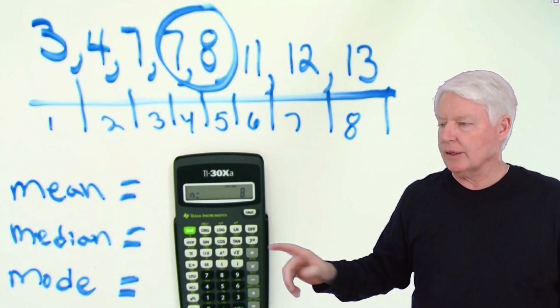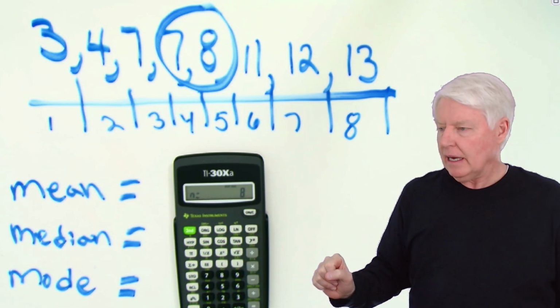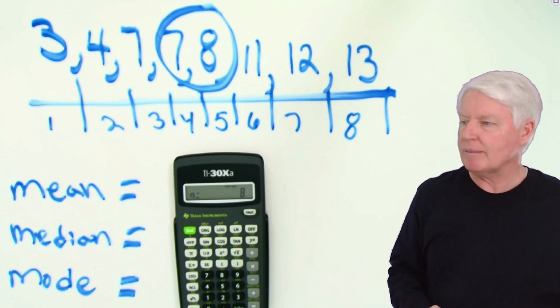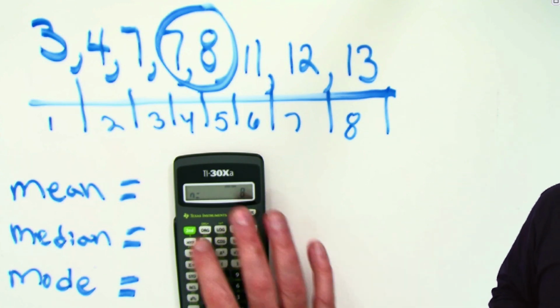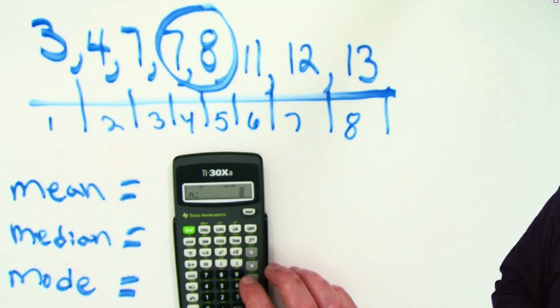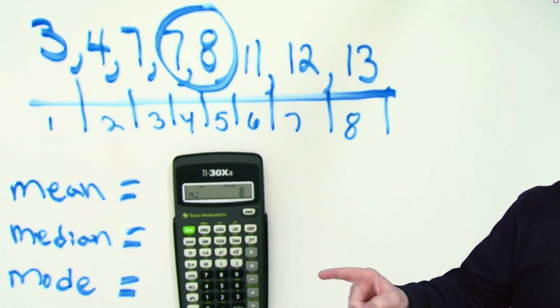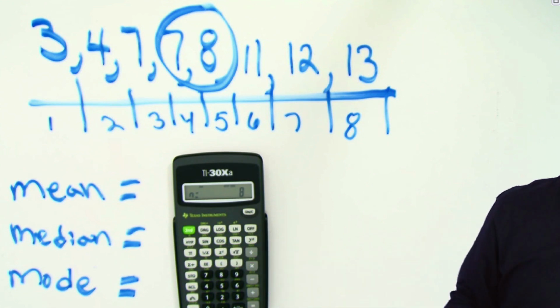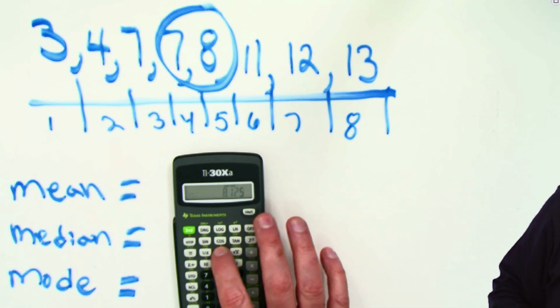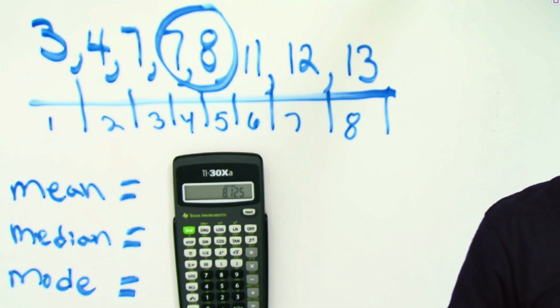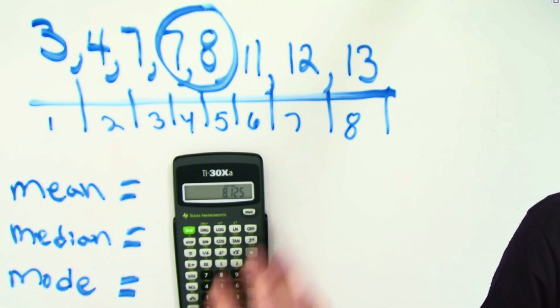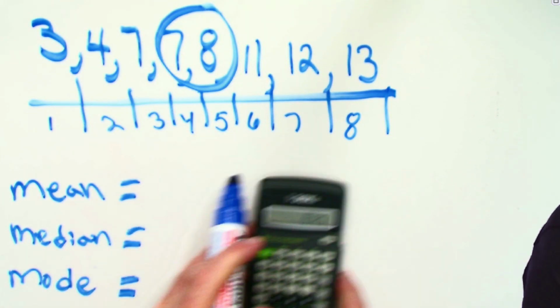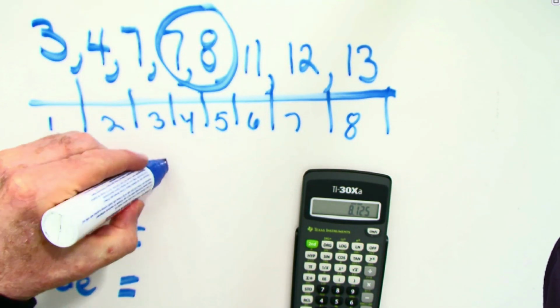Now what I'm going to do is I'm going to hit second function, and I'm going to hit average, and that will give me the mean. So second function and average, which is right above the x squared button. That's why I had to hit the green button, because this is green. So second function, average. Average is 8.125, or the mean. Mean and average are the same thing, 8.125.